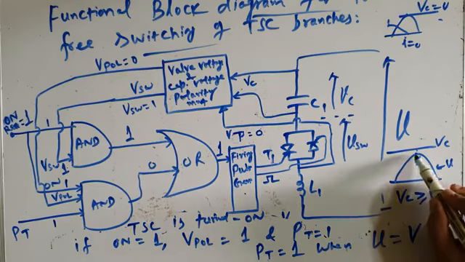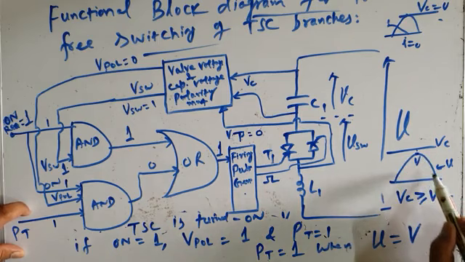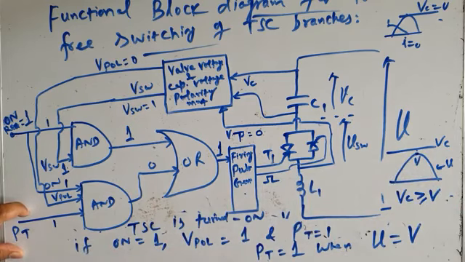So as soon as the instantaneous value of input voltage reaches its peak, this PT becomes equal to 1. This is another signal which comes from some other block, and that block continuously reads the instantaneous value of bus voltage, and as soon as bus voltage reaches its peak, it makes PT equal to 1. So PT is equal to 1 when bus voltage becomes equal to peak voltage.